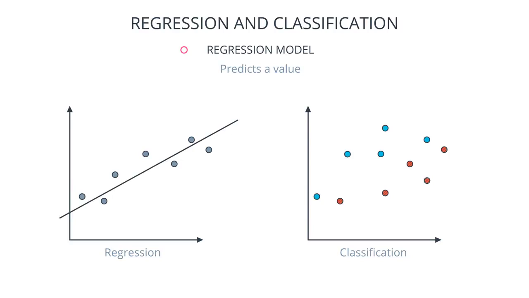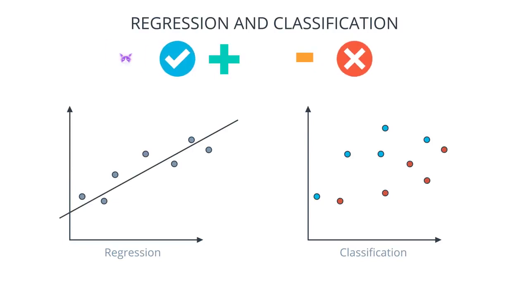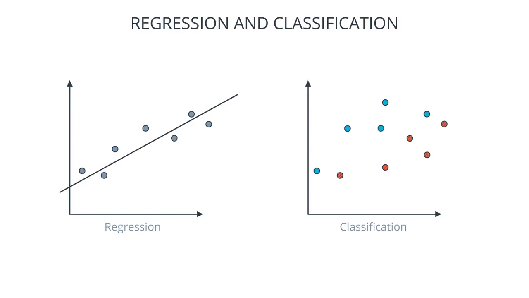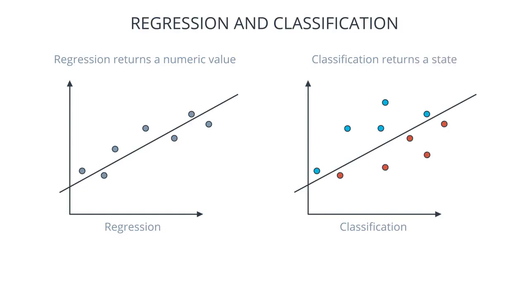A classification problem is when one wants to determine a state, such as positive, negative, or such as yes, no, or cat, dog. In the graph on the right, we have some blue points labeled positive and some red points labeled negative, and we have drawn a line that separates them. If we have a new value in the plane, we guess its state based on which of the two regions it belongs to. So to summarize, regression returns a numeric value and classification returns a state.